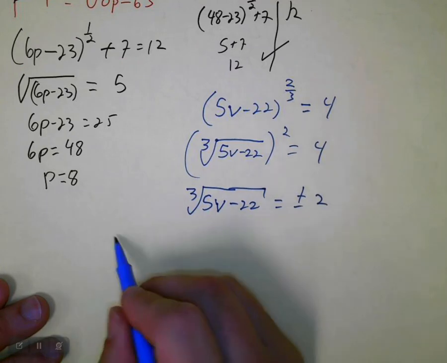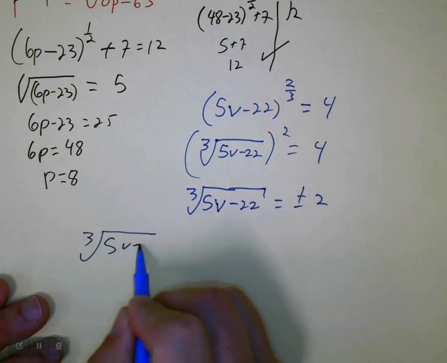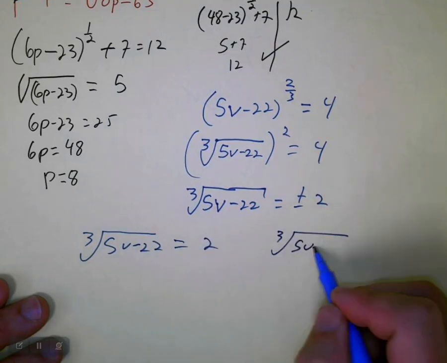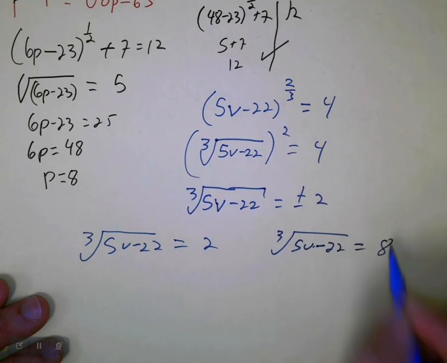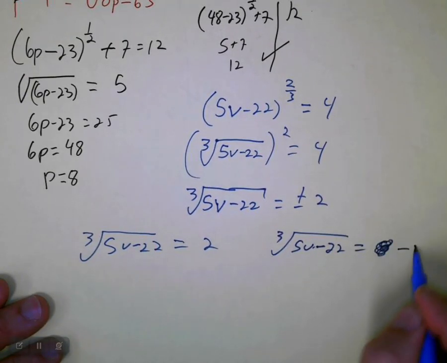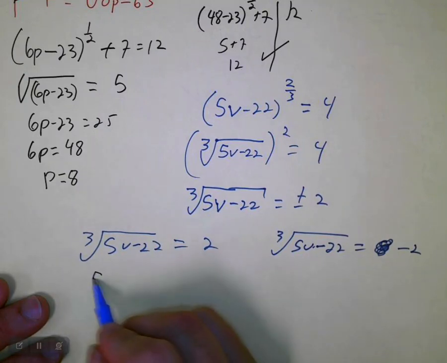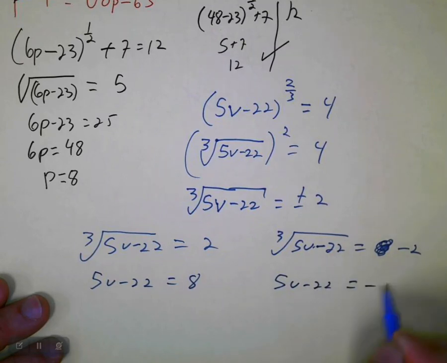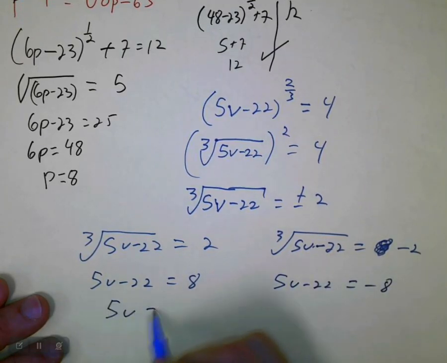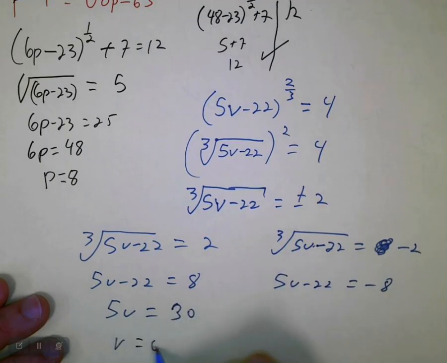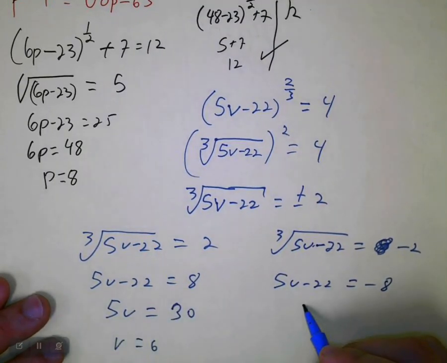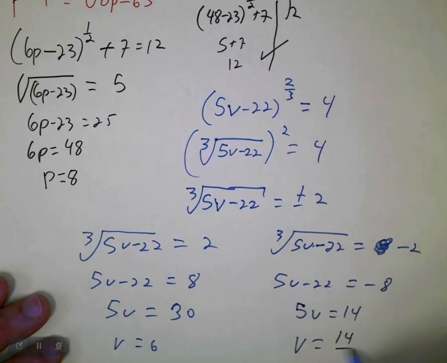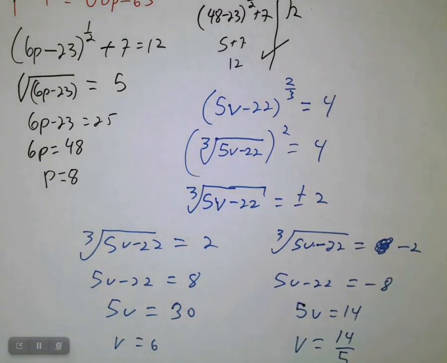right? So then you have two problems now. You got the cube root of 5v minus 22 equals 2, and the cube root of 5v minus 22 equals negative 2. And then you cube both sides. So this is 5v minus 22 equals 8. 5v minus 22 equals negative 8. Add 22, 5v equals 30. So v is 6 over here. Add 22, so you get 5v equals 14. Divide by 5, v equals 14 over 5.